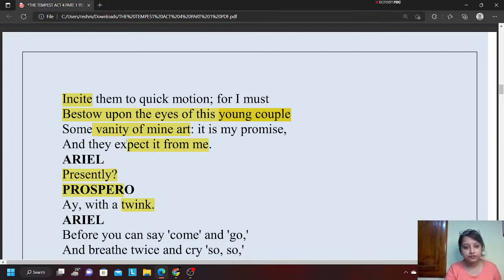What's vanity? Vanity of my art. What is vanity? Let's read the whole thing. For I must bestow upon the eyes of this young couple. So bestow means show to the eyes of the young couple, that means Ferdinand and Miranda, some vanity of my art. Vanity means it's kind of a little nonsense. Why? Because when the performance happens, that has no meaning at all. It will be just kind of an entertainment.